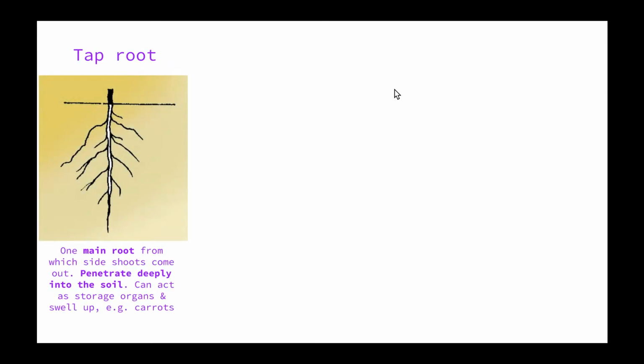So let's have a look at the different types of roots that we have. So the first thing we have is a taproot. So this is the main root from which the side shoots come out, and what these roots do is they penetrate deep into the soil.